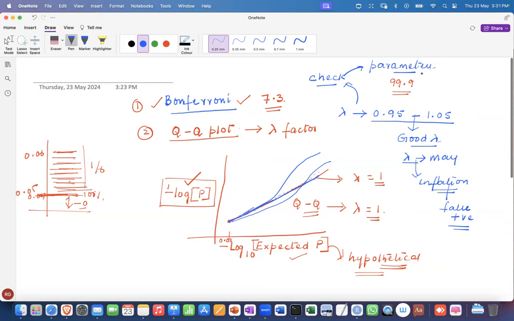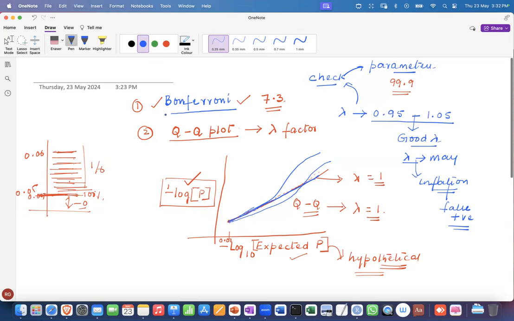Is that clear? So what did we finish? We started with the SNP data, the genotype, how it looks, then corrected for the Bonferroni, then looked at the QQ values, and then we also looked at what ideally your lambda should be. The good lambda should lie between 0.95 to 1.05, right?